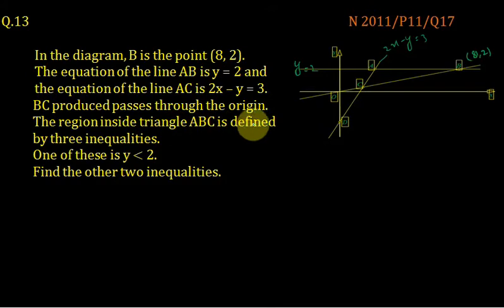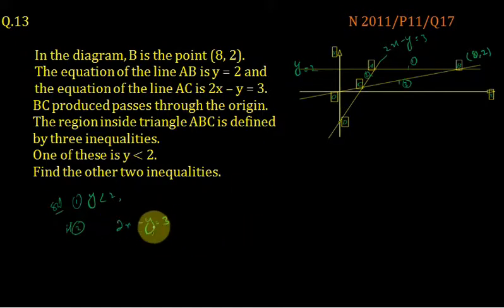The region inside triangle ABC is defined by 3 inequalities. This is the first inequality, the second, and the third. One of these is y is less than 2. Find the other two inequalities. The first is y is less than 2, which is given, and the second is basically the line AC, 2x minus y is equal to 3.